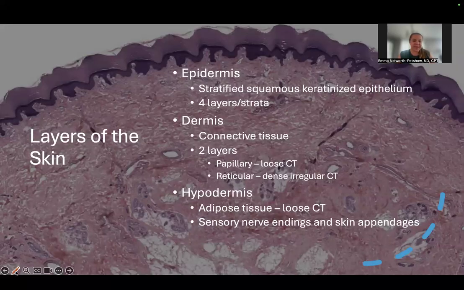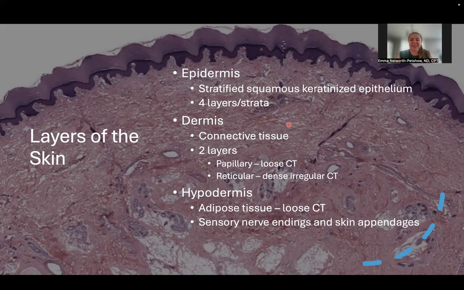Looking at the layers of the skin, we have kind of two major layers, the epidermis and the dermis. If we're going to place the epidermis in our tissue categories, we would call it epithelium, specifically stratified squamous keratinized epithelium, and it has four main layers or strata, and we will define those.